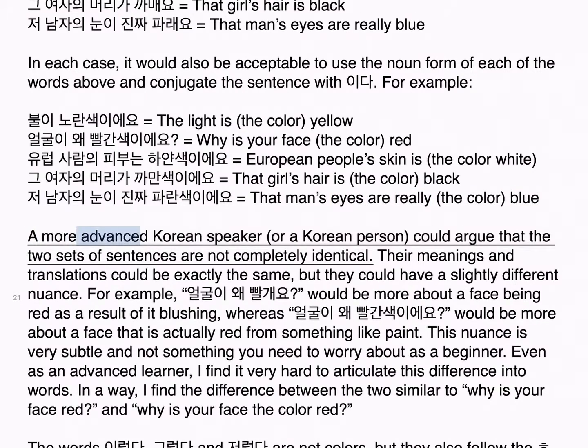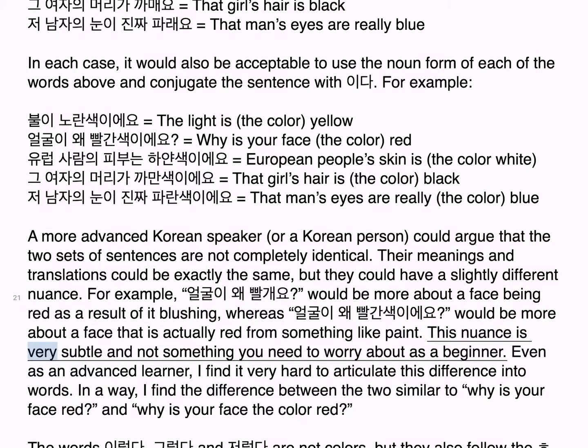A more advanced Korean speaker or a Korean person could argue that the two sets of sentences are not completely identical. Their meanings and translations could be exactly the same, but they could have a slightly different nuance. For example, 얼굴이 왜 빨개요? would be more about a face being red as a result of it blushing, whereas 얼굴이 왜 빨간색이에요? would be more about a face that is actually red from something like paint.